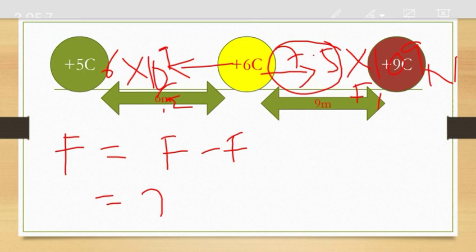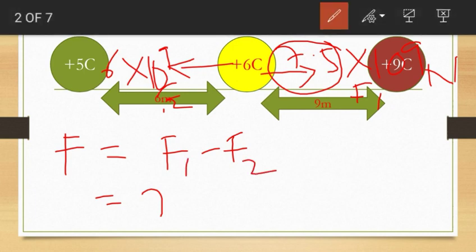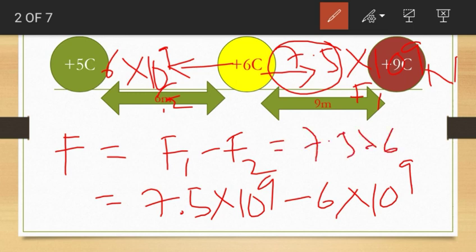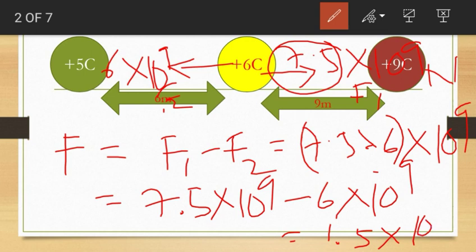F1 minus F2, and F1 is your 7.5 into 10 to the power 9 minus 6 into 10 to the power 9. If I take 10 to the power 9 common, then it will be 7.5 minus 6 into 10 to the power 9, and now the final answer will be 7.5 minus 6, that is 1.5 multiplied by 10 to the power 9 Newton, and this is your final answer.